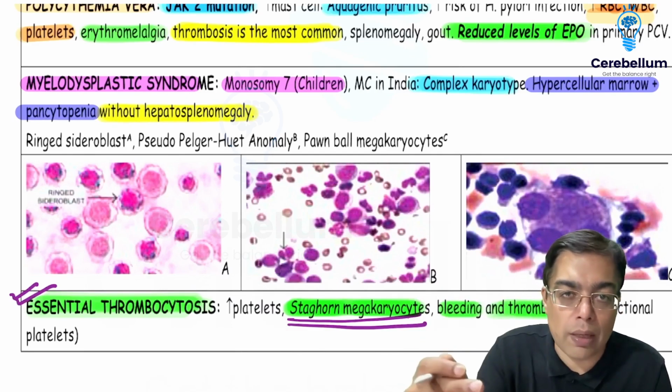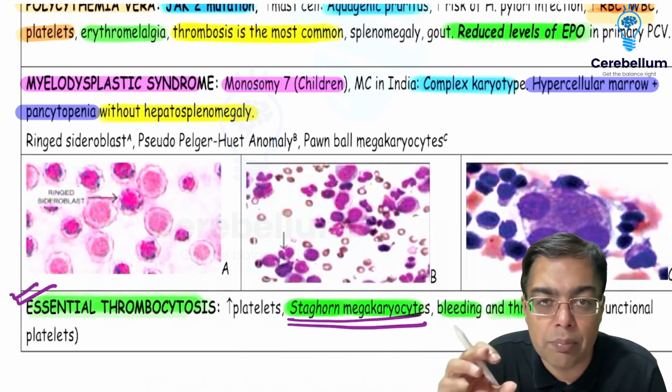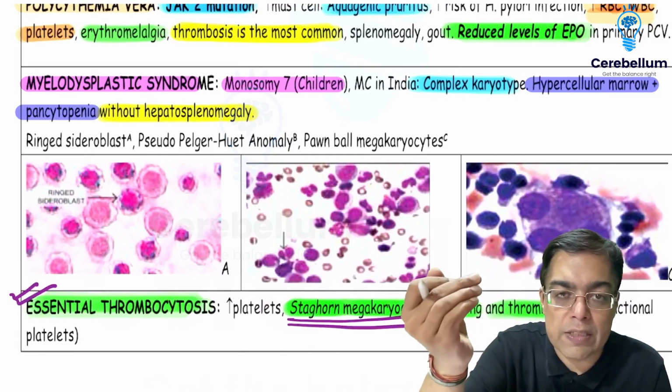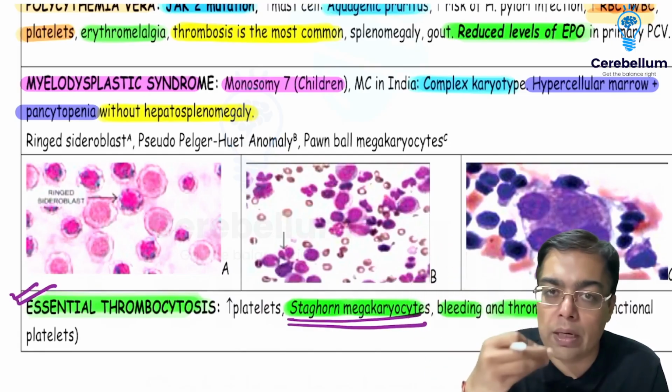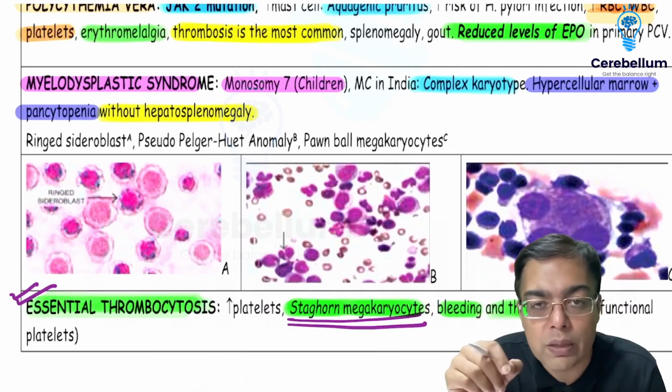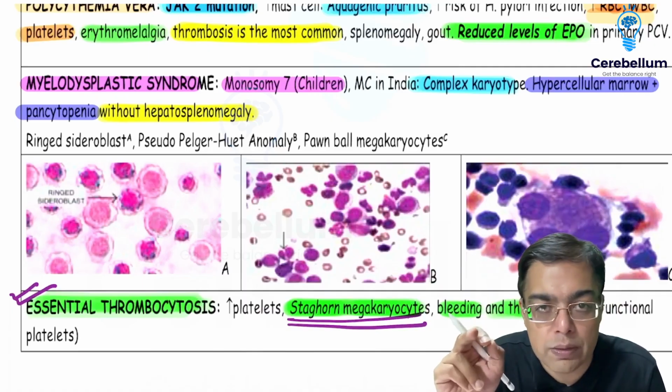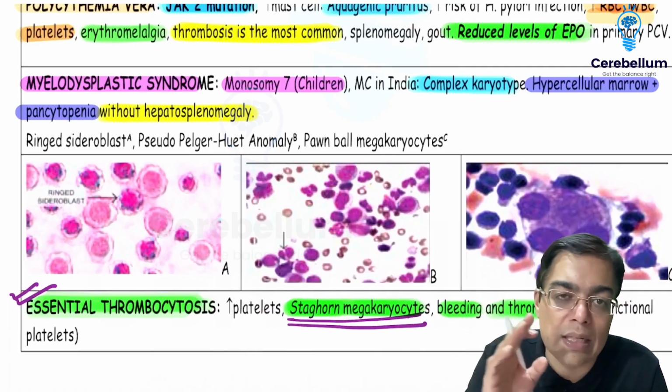So hypercellular marrow and the presence of pancytopenia-like manifestation could resemble leukemia. The finding is too many cells in the bone marrow, but functional cells are fewer. But in leukemias, hepatosplenomegaly was present. Over here, hepatosplenomegaly is not present. What is seen here is that all 3 cell lines are affected.